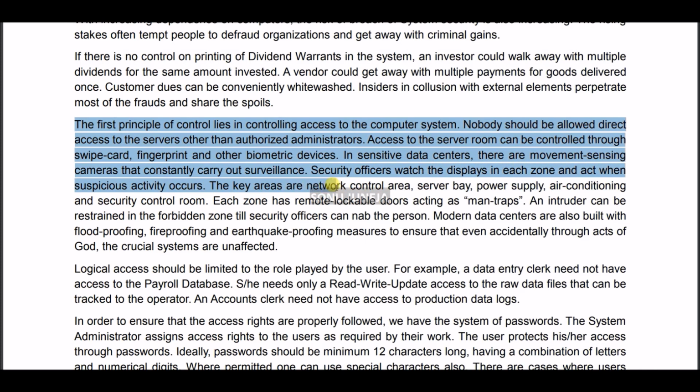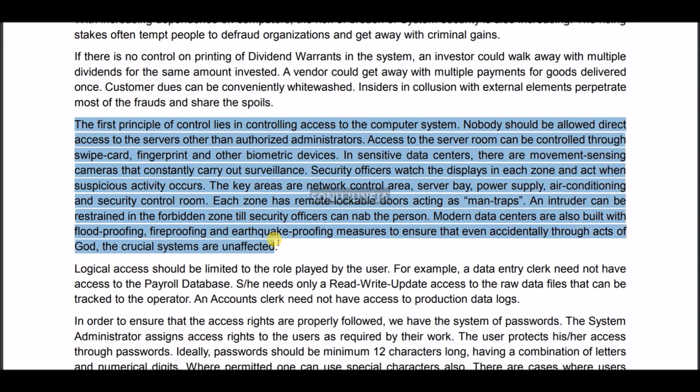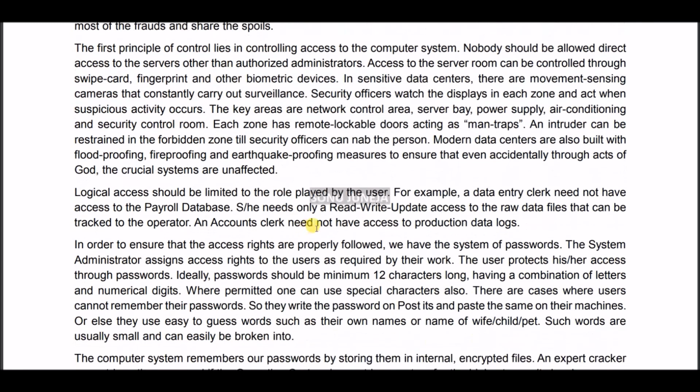These key areas are the network control area, server bay, power supply, air conditioning, and security control room. Each zone has remote lockable doors acting as man traps. An intruder can be restrained in forbidden zones until the security officer can nab the person. Modern data centers are also built with flood proofing, fire proofing, and earthquake proofing measures to ensure that even in an accident through acts of God, the crucial system stays unaffected.